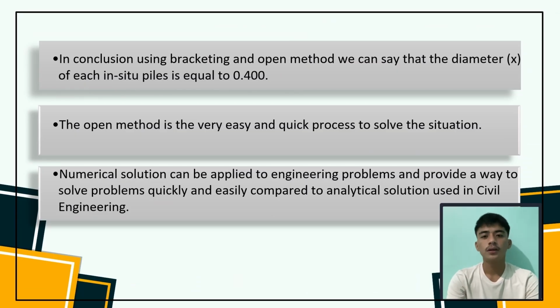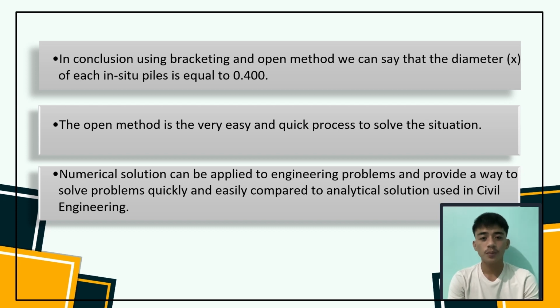Conclusion. In conclusion, using the bracketing and open methods, we can say that the diameter of x of each in situ pile is equal to 0.400. As we notice, comparing the two processes, in using bisection we need to iterate up to 12, so it's a long calculation compared to Newton-Raphson, where we just iterate up to 6. By this, we can say that the open method is a very easy and quick process to solve the situation.